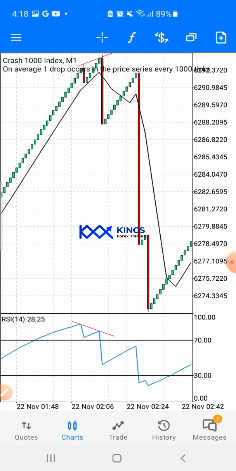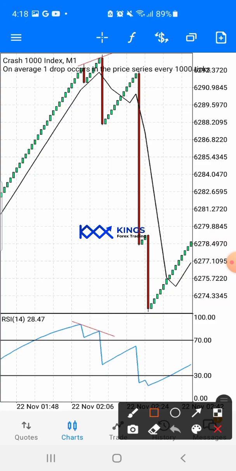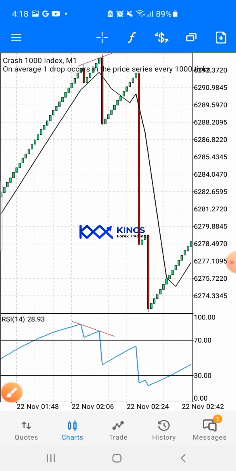Another thing you need to consider is that you must make sure it's playing out at level 70 or above. You can see here this thing happened above level 70. So you must make sure that the RSI divergence is happening above level 70 or at level 70. When you see divergence in the middle, maybe between 70 and 30, you should ignore it.